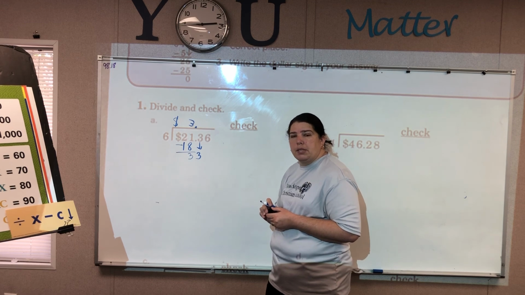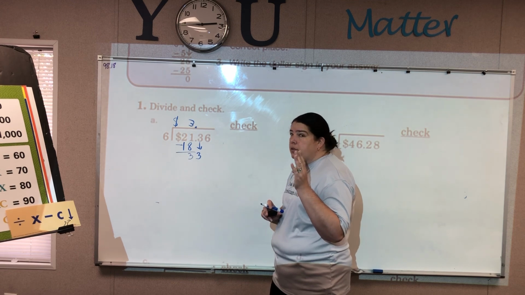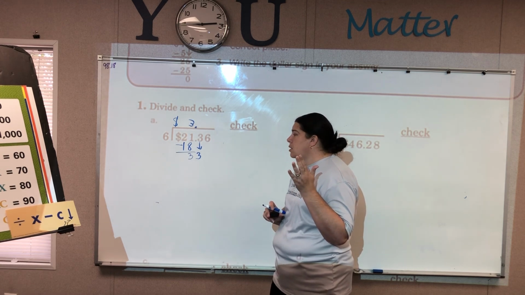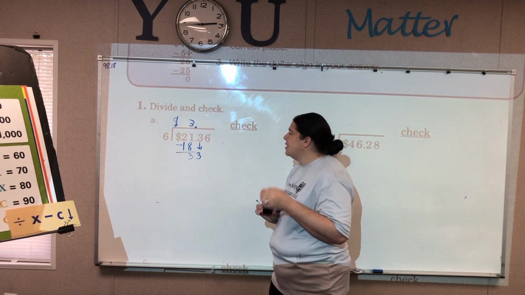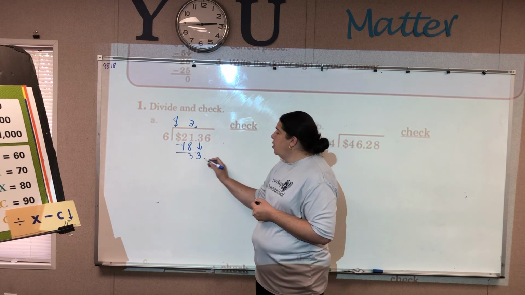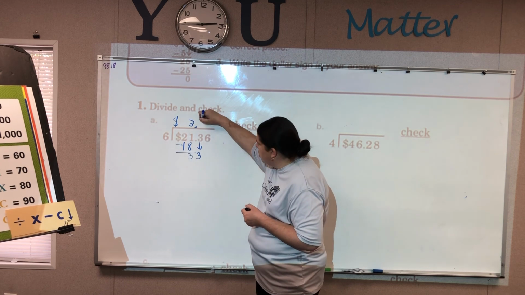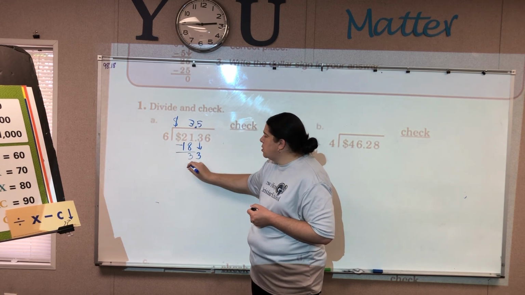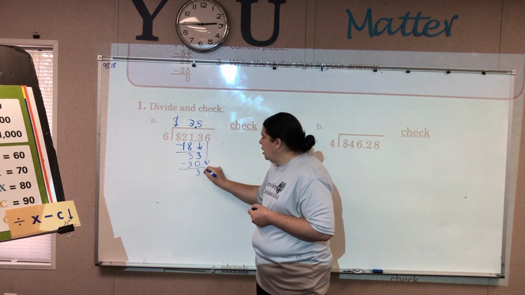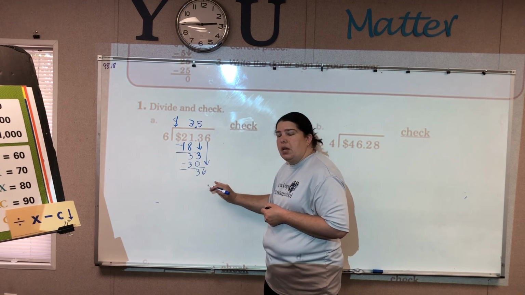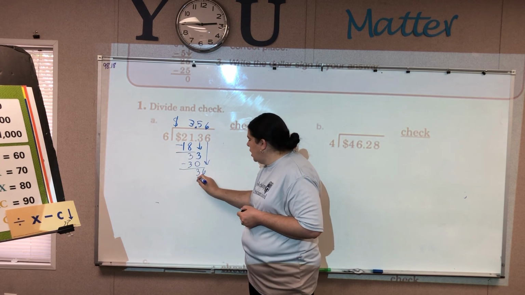If you're not sure, let's count by 6s. 6, 12, 18, 24, 30. So you have 33, 6 times 5 equals 30, 5 times 6 equals 30, and when you subtract, you get 3 again. We bring down. Now we have 36. 36 divided by 6 equals 6, and 6 times 6 is 36.